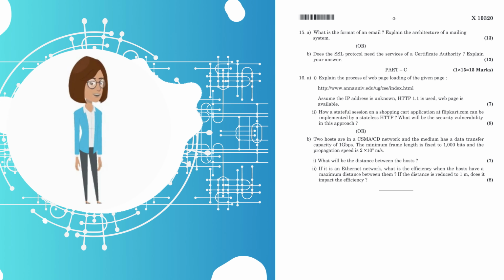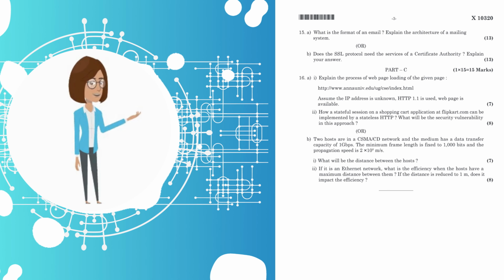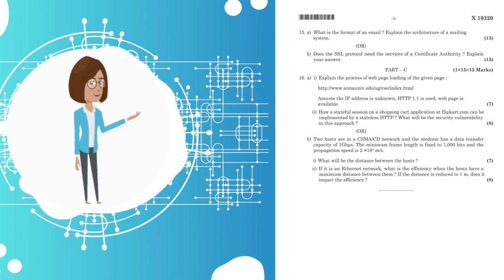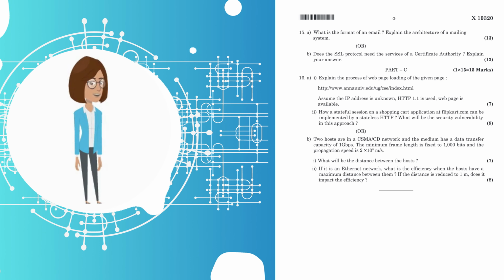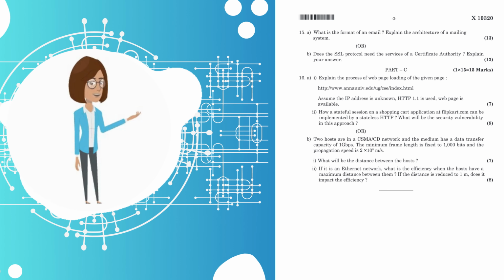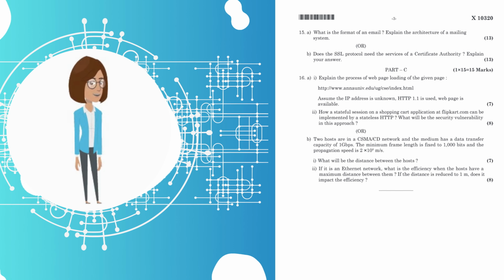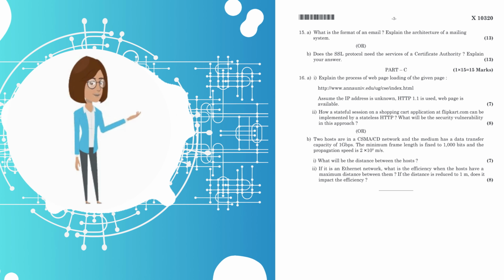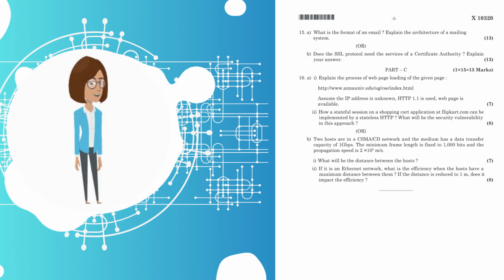15a. What is the format of an email? Explain the architecture of a mailing system. Or B. Does the SSL protocol need the services of a certificate authority? Explain your answer. Next, let's see Part C. 15 marks. 16a. Explain the process of web page loading of the given page.